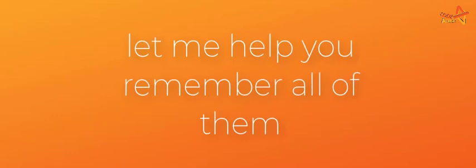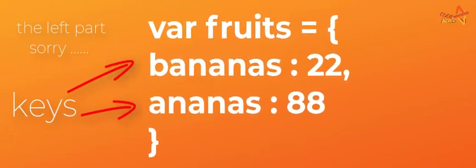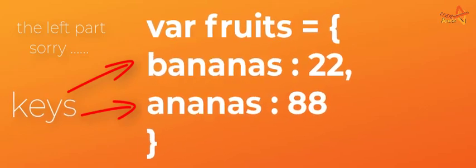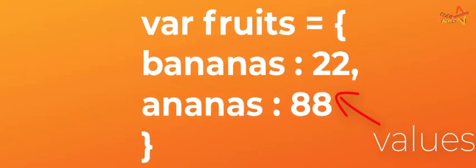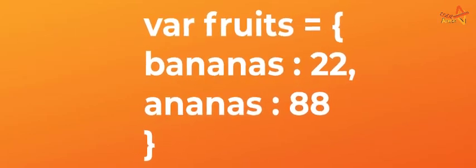Now let me give you a trick that will help you remember all of them. As you know, in objects we have key-value pairs, right? What is on the left side are called the keys. So if you want to get the left part, which means the keys, it is Object.keys. And if you want to get the right side or the right part, they are called of course values. You just use Object.values. And if you want to get both of them, use Object.entries. It's really easy. I hope that helps.